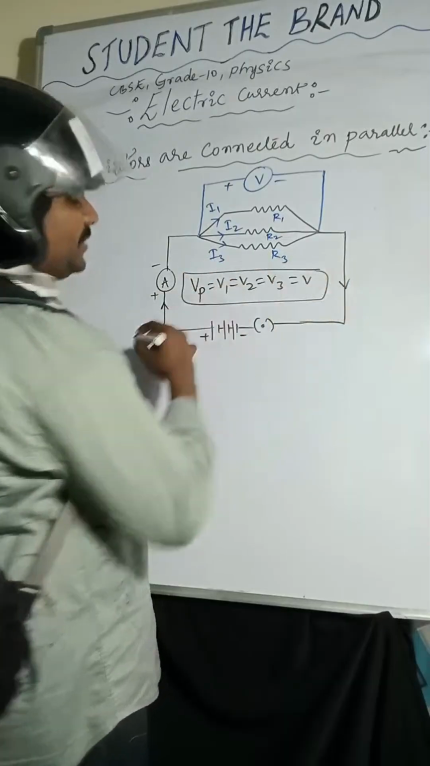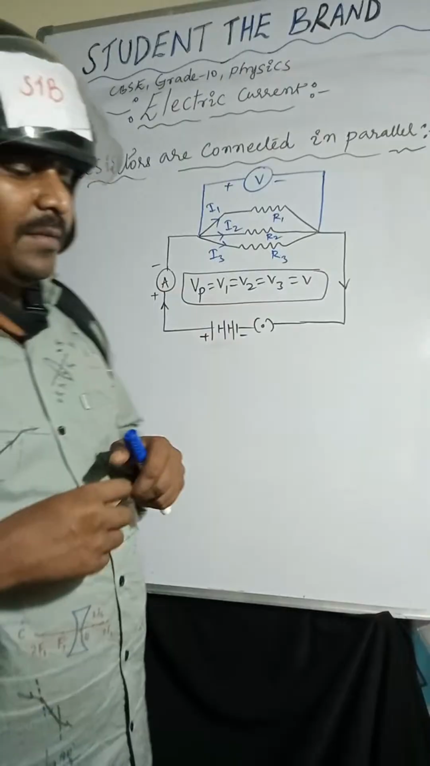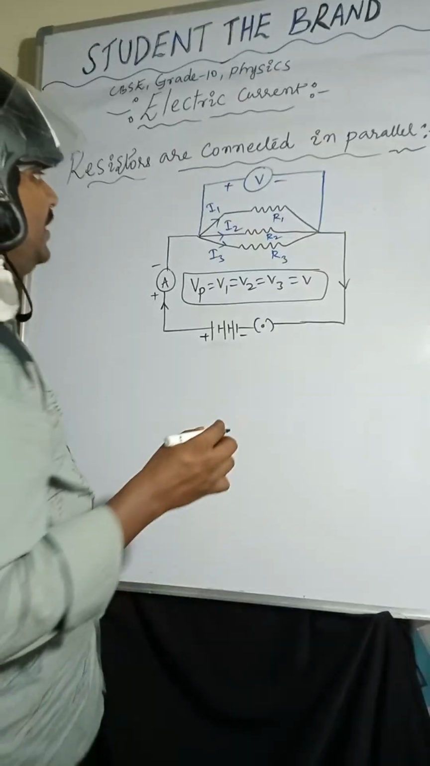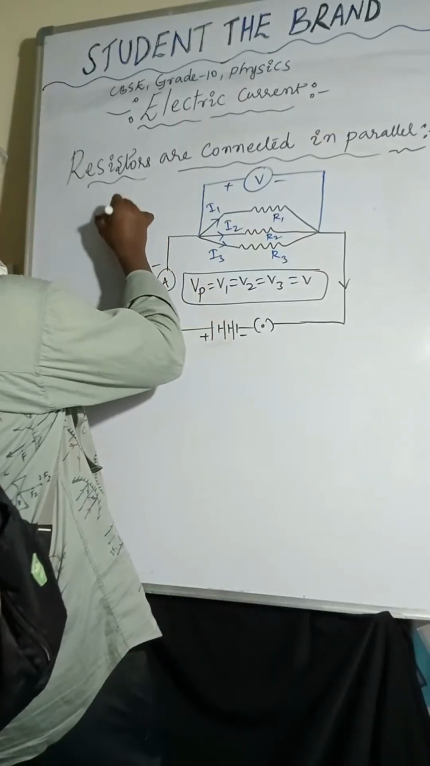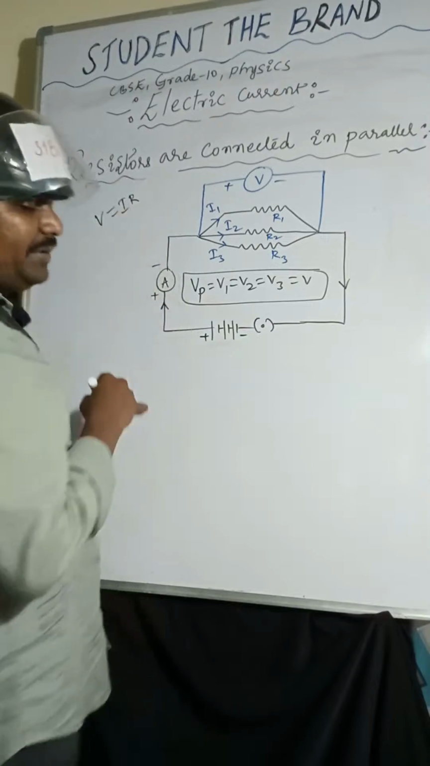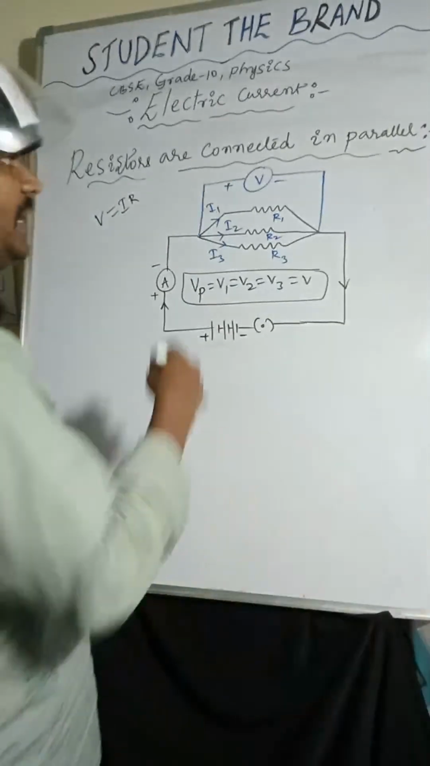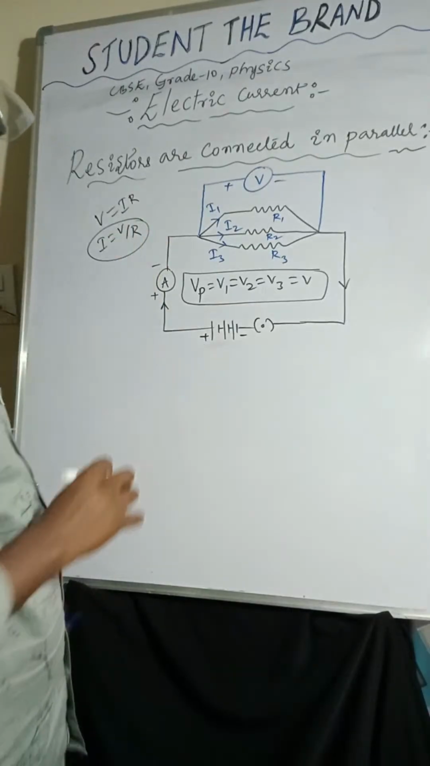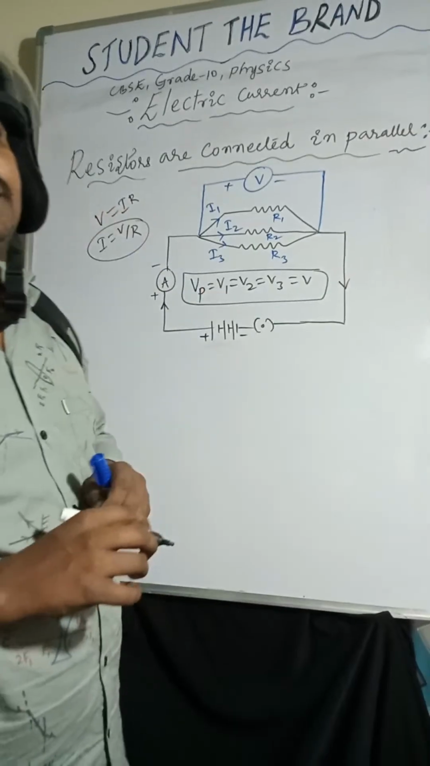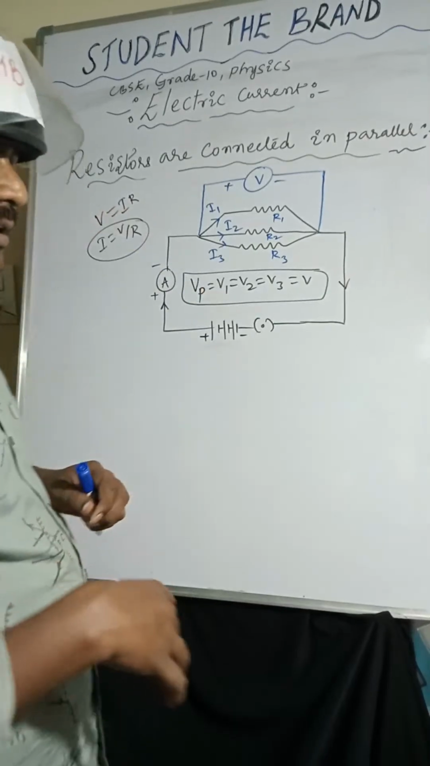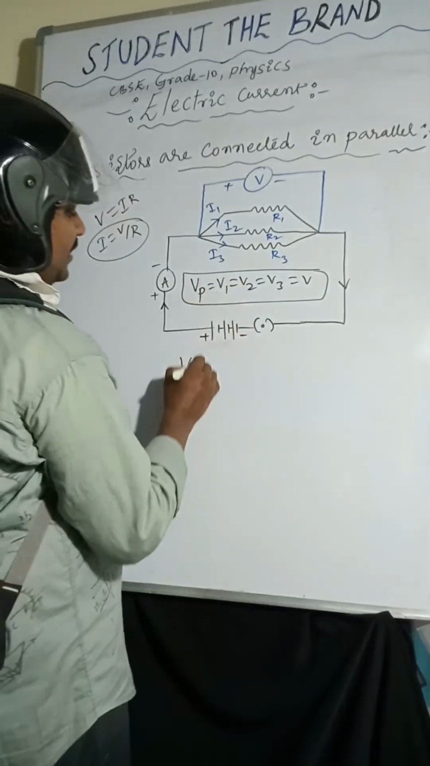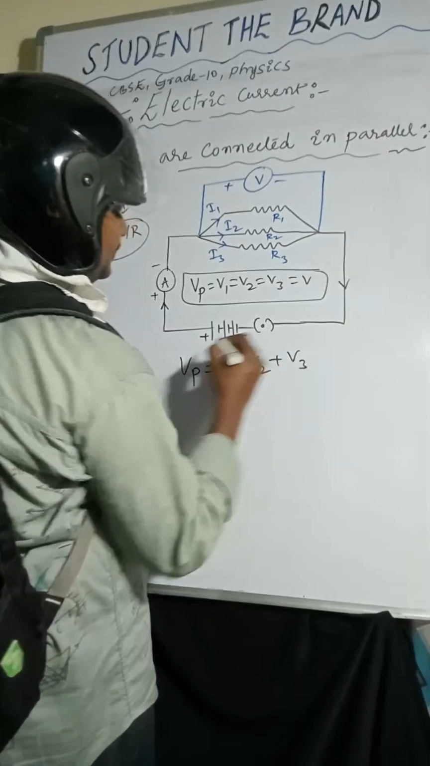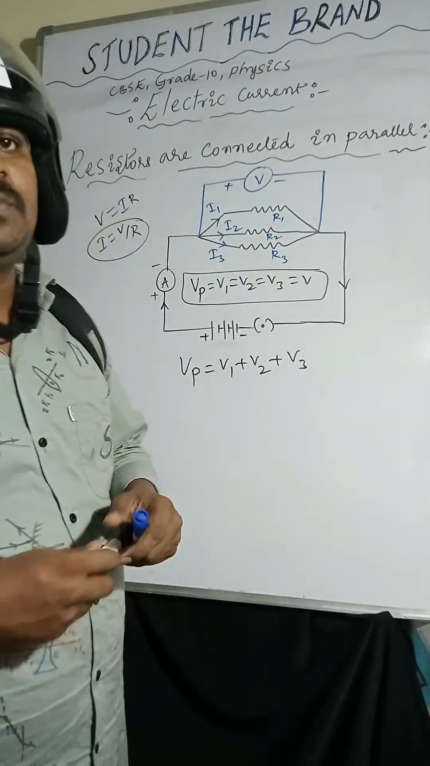Yes or no? The potential difference is the same. Now from Ohm's law, V equal to IR, so I equal to V by R. So we can take the total current as the sum of the branch currents.